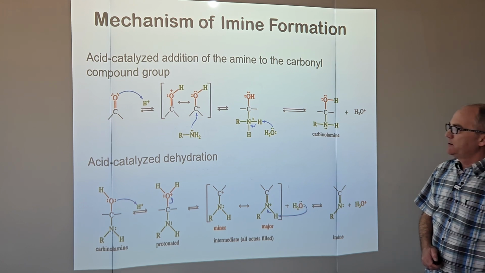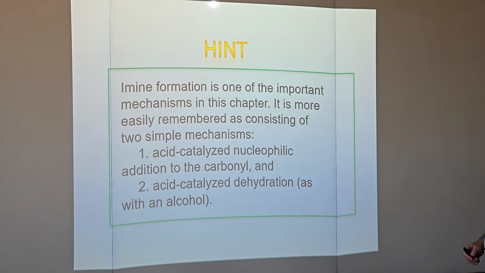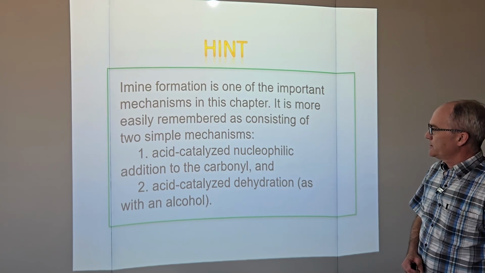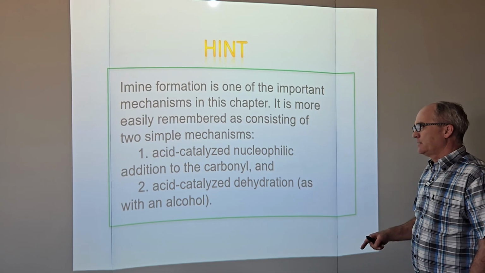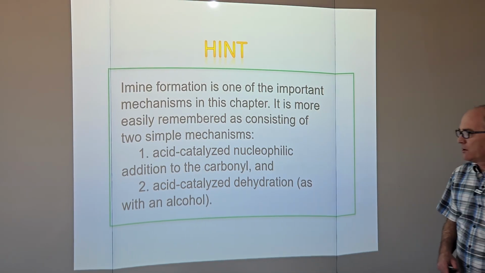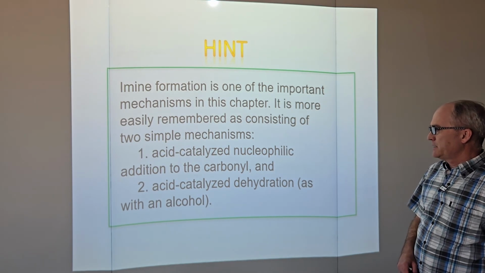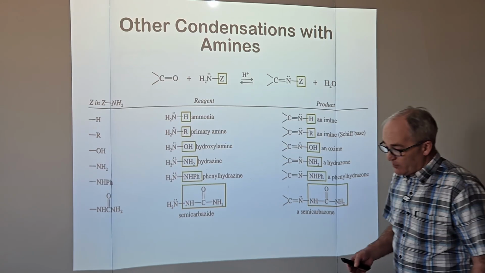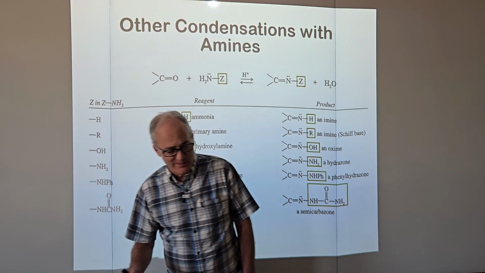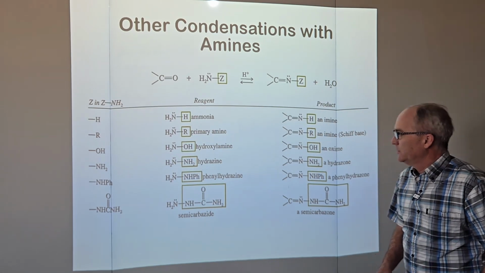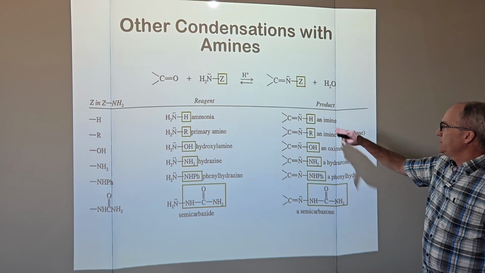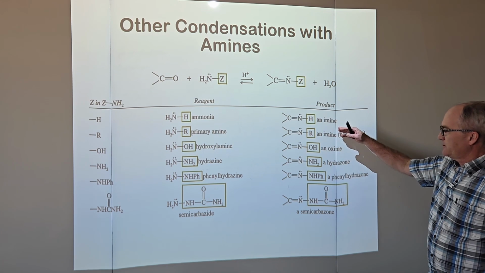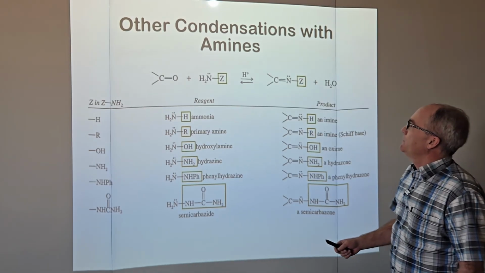Acid catalyzed dehydration. The imine formation is one of the important mechanisms in this chapter. It's more easily remembered as consisting of acid catalyzed nucleophilic addition to carbonyl carbon, and then acid catalyzed dehydration, as with an alcohol. I don't know if the mechanism is as important as just knowing some of these names, an imine, an oxime, mainly this top half, but it's pretty general.